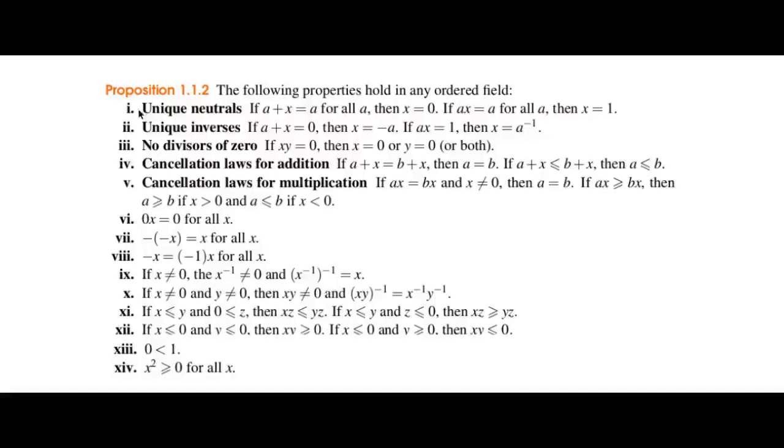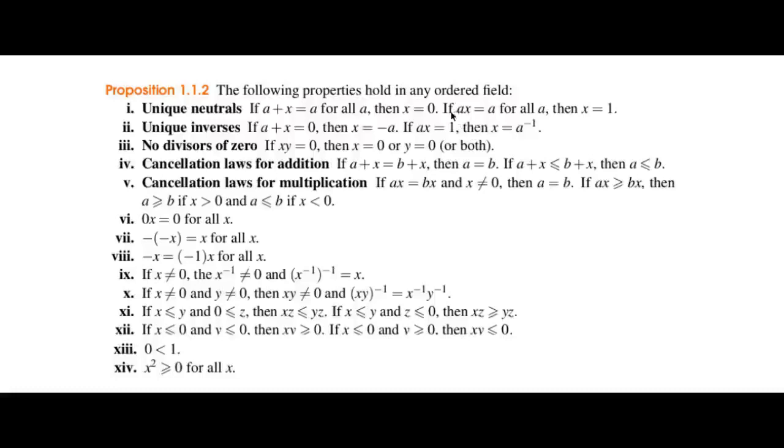Okay, so the first one is what we call the unique neutrals. If a plus x equals a for all a, then that means that x is a zero, right? This is the property that we've seen before. This is a number that when you sum it to another number, you get the original number. Well, then x is 0. It's the same 0 as before. There are no two zeros for the real numbers.